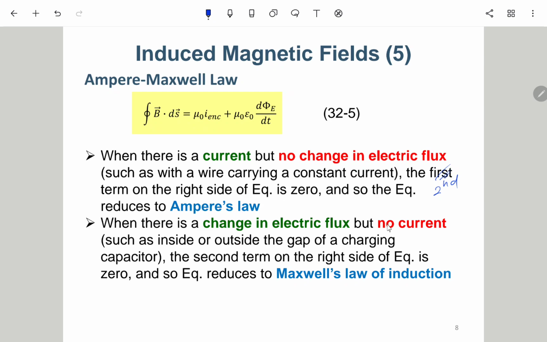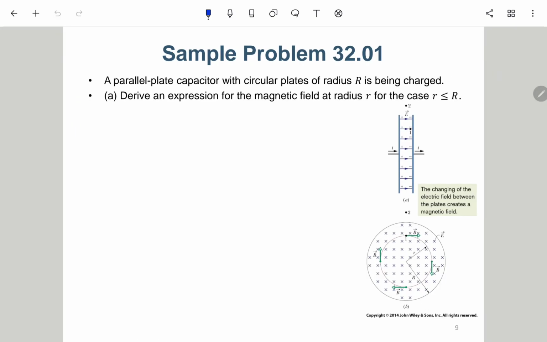So when there is a change in the magnetic flux but no current, the first term on the right side of the equation is 0, and so the equation reduces to Maxwell's law of induction. 就是如果没有电流的话，第一项就会变成0，就会变成 Maxwell law. 所以我们一开始的话就两个都写我们就看有没有其中一个或者两个都同时出现。如果什么都没有的话，当然就没事发生。那如果有一个的话，我们就看哪一个。那也有可能是两个都有的话，也有可能吧。Okay, so here we have a sample problem.